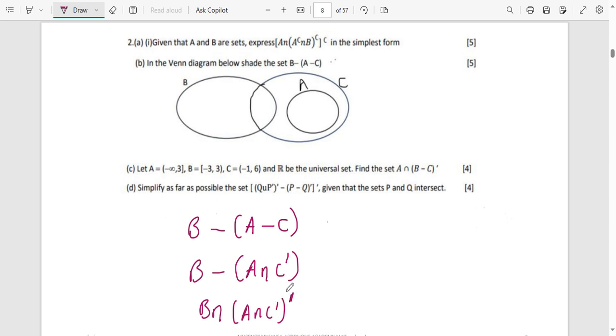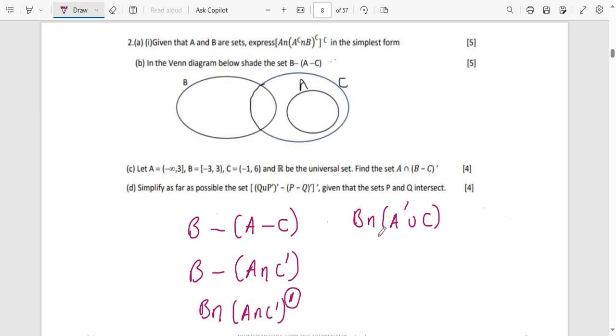Now I'll distribute this complement to the inside. So we're going to have A with a complement. When we distribute a complement, the intersection changes into union. The C also gains a complement, but it already has a complement, so it will become just C. Are we okay here?